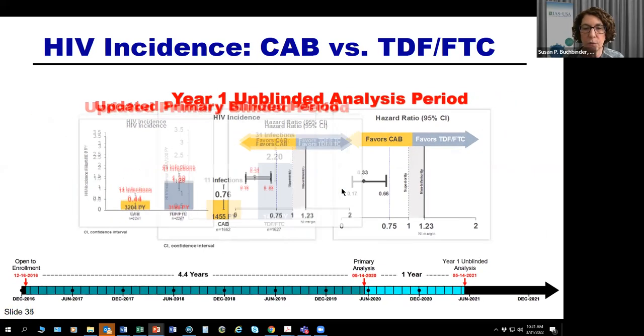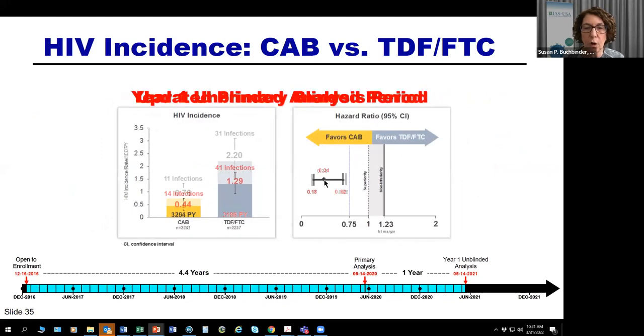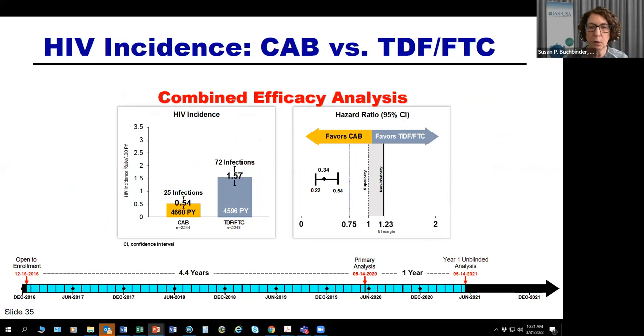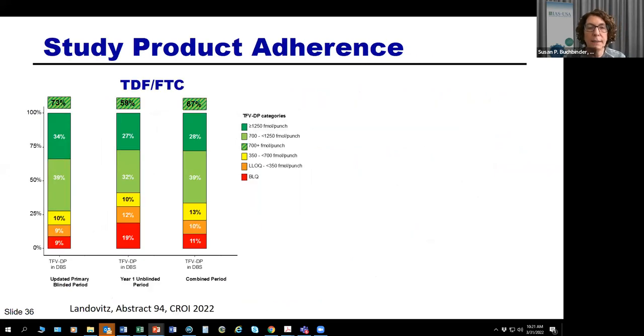So the infection rates actually went up in the unblinded period. And one of the questions was, so this is overall a 66% reduction in new infections. But the question was, why did the infection rates go up? And there are two possible explanations. One is that the adherence went down.